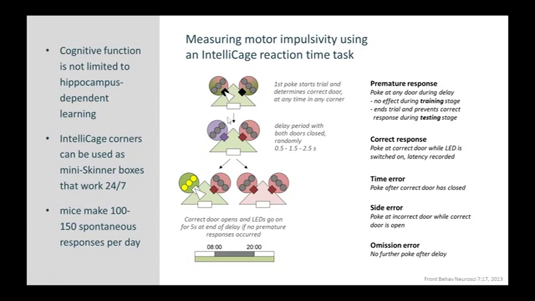So this is how it works. At any time, the animals can enter a corner, do a nose poke to start a trial. This will identify the correct corner, and it will also start a delay period which can range from 0.5 to 2.5 seconds. At the end of the delay period, a cue light will go on and the door will open on the correct side so the animal can make a second nose poke to drink. So this would be considered a correct response. The most important measure in this test is the premature responses, which are nose pokes that are made during the delay period.